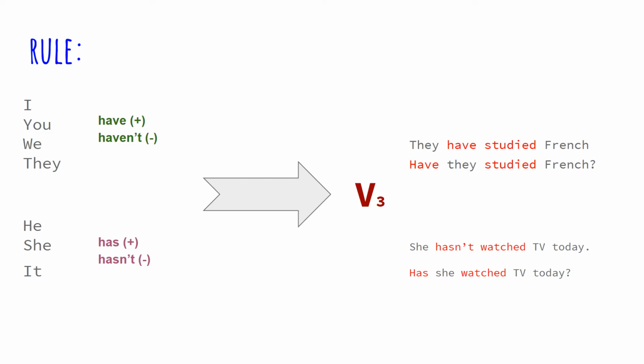With he, she, it, this time we use has in positive sentences and hasn't in negative sentences. For example, she has watched TV today. If you want to make a negative sentence, you would say she hasn't watched TV today. Again, if you want to make a question, you would change the place of the person and has, and your question would be, has she watched TV today?